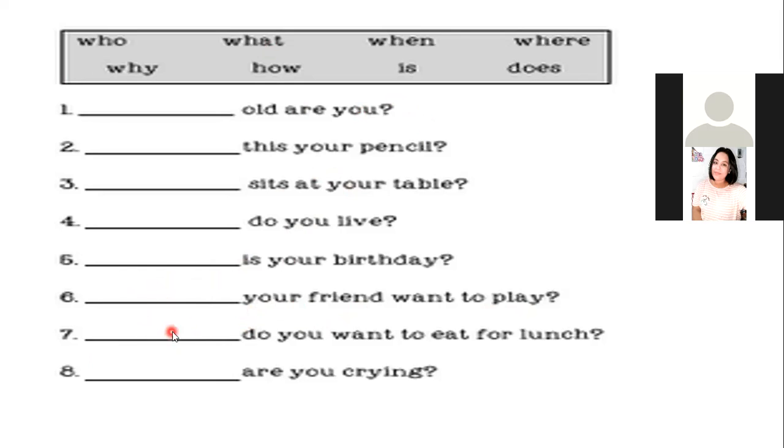También, ¿verdad? Okay. Pudiera ser where. No, sería what. What do you want to eat for lunch? ¿Qué te gustaría comer para el almuerzo? And the last one, la última. Why are you crying? Very good. Excellent. Muy bien.